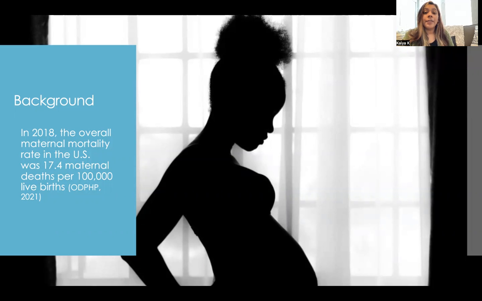The goal of the Healthy People 2030 initiative is to reduce the number of maternal deaths, and the rate in 2018 was 17.4 maternal deaths per 100,000 live births.